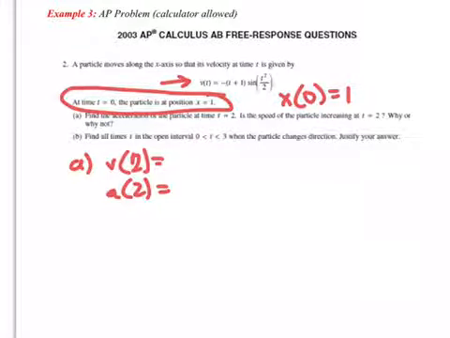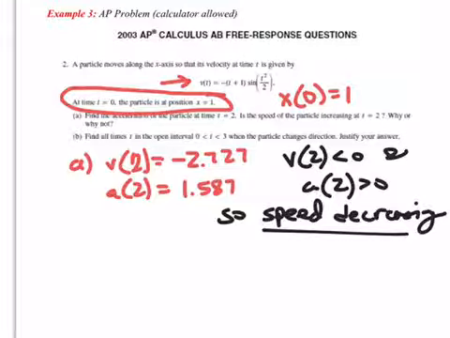Velocity at time t equals 2 is negative 2.727. So I see here that the velocity and the acceleration, okay, are different signs, therefore the speed is decreasing. Okay, so for part B, find all times t on the open interval from 0 to 3 when the particle changes direction. Okay, so I want to know when the velocity is equal to 0 between t equals 0 and t equals 3. I'm going to need my calculator. I'm going to go ahead and graph that, and I'll put a little sketch up in a moment.